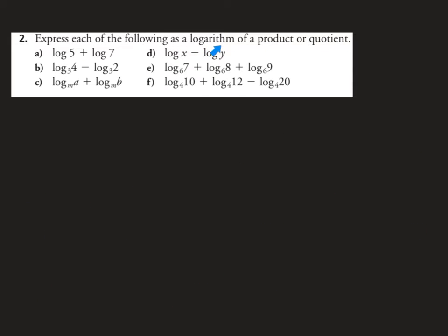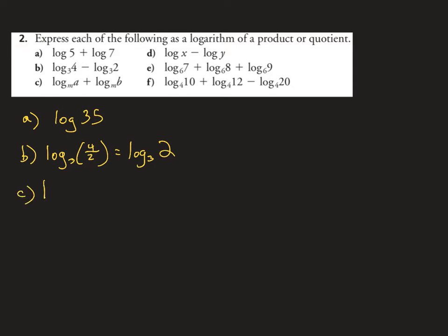Express each of the following as a log of a product or a quotient. So we're just doing the reverse of the other one. So part A, this is the log base 10 of 35. B, this is the log base 3 of 2. Just here, I'll go a little slower this time, of 4 over 2, which equals a log base 3 of 2. Part C, the log base m of a times b. Part D, log base 10 of x over y.